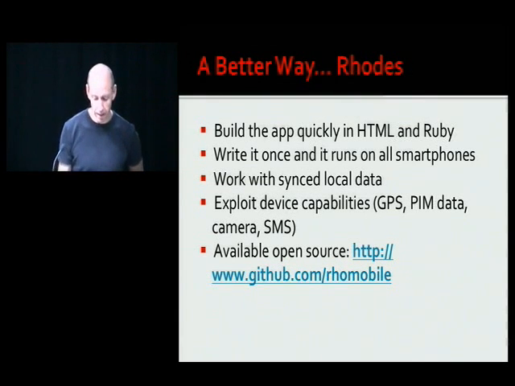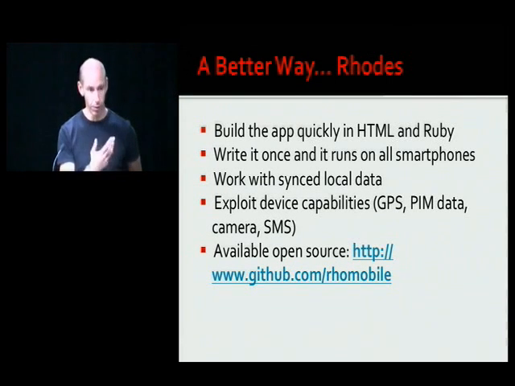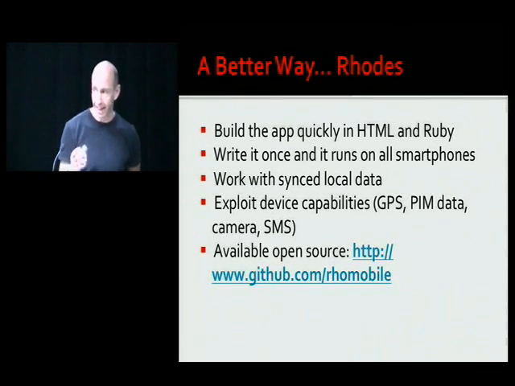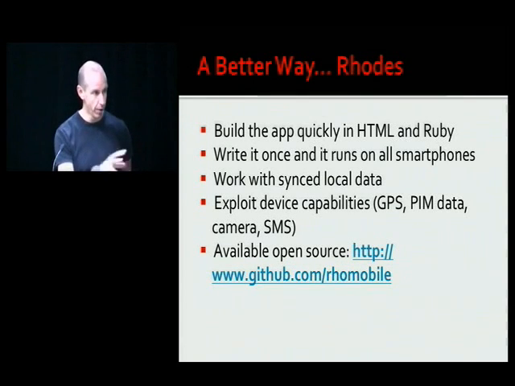We also want to exploit device capabilities. So it's all about writing rich apps, right? That's another reason why the mobile web approach is not as good, because you want to be able to use the GPS that's on your device. You want to be able to use the camera and the video and the local contacts. These devices are very powerful, and you want to use them. So we allow you to do that as well. It's with a combination of an extended set of tags, but also Ruby libraries.